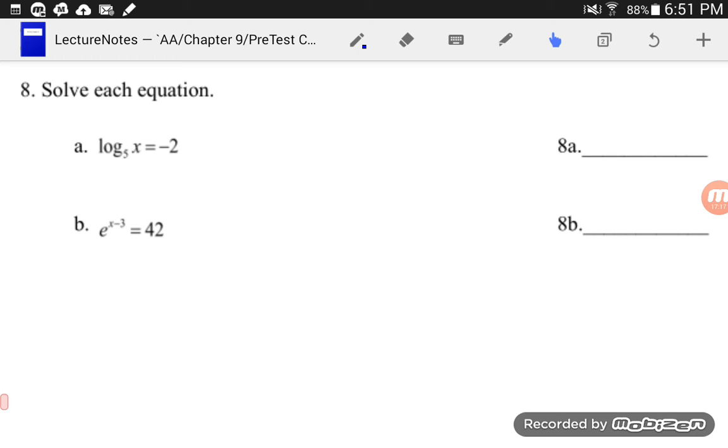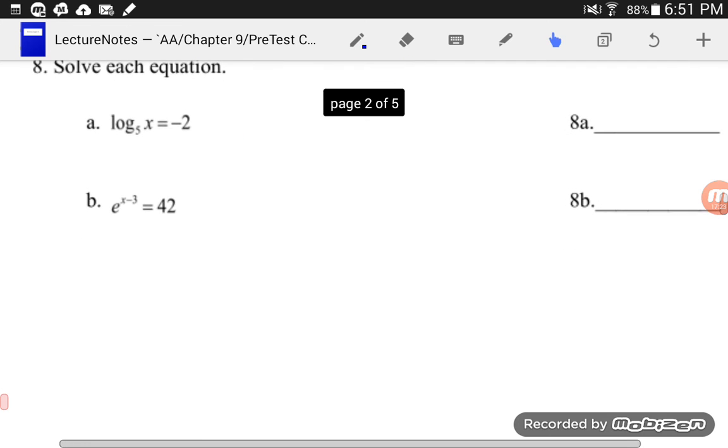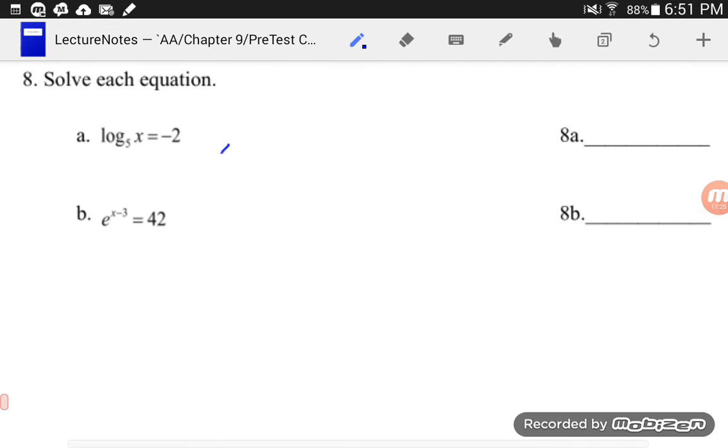So let's do number 8. Solve each of these. What does this mean? It means 5 to the negative 2 power equals x. Five to the negative 2 power is 1 over 5 squared. It equals 1 over 25.